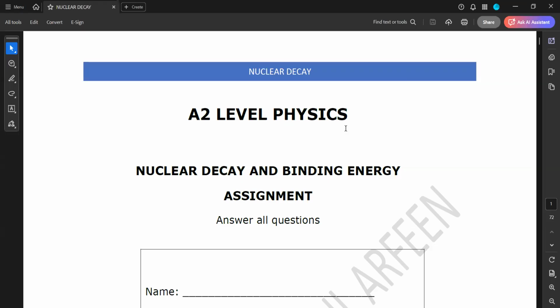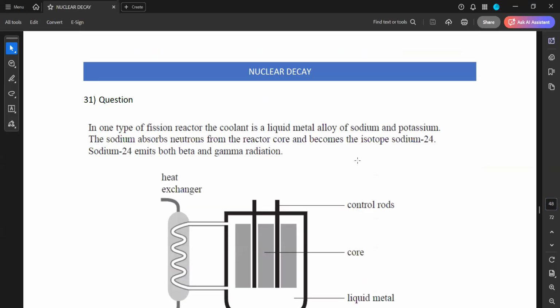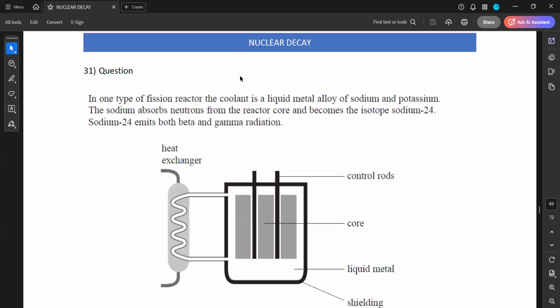So, exercises related to nuclear decay and the binding energy. The questions. Question 31 we will do.